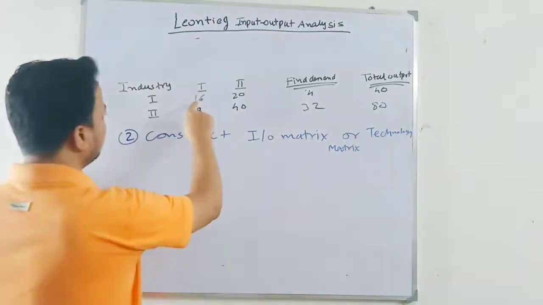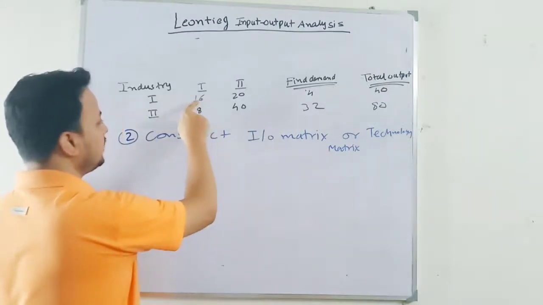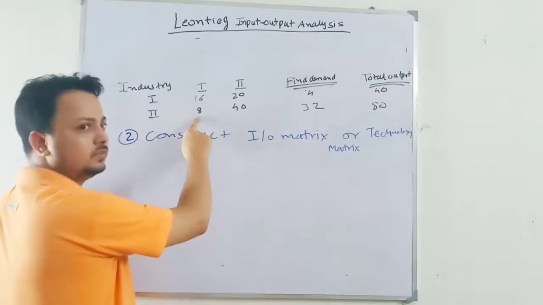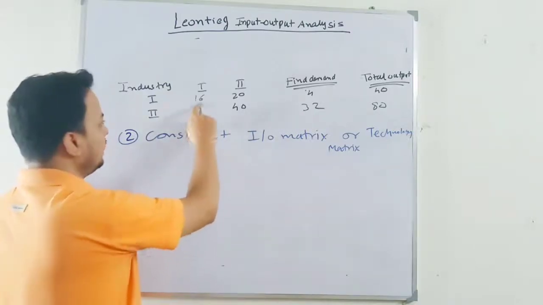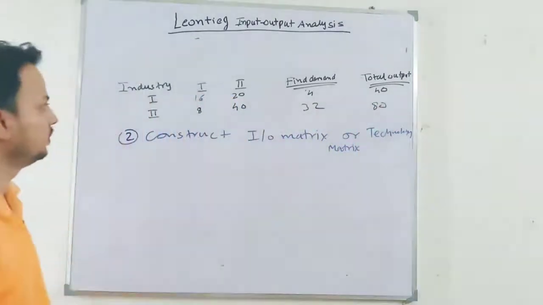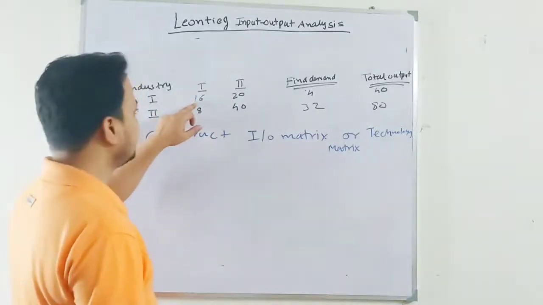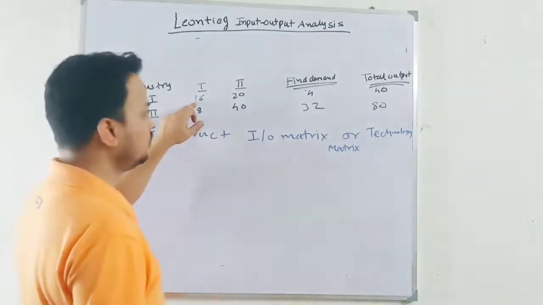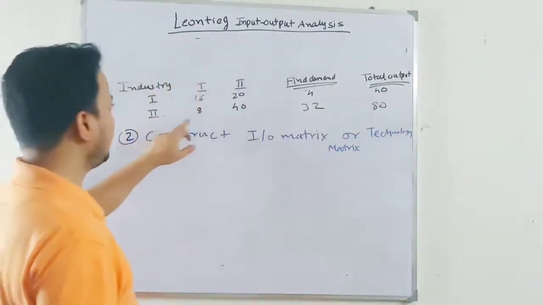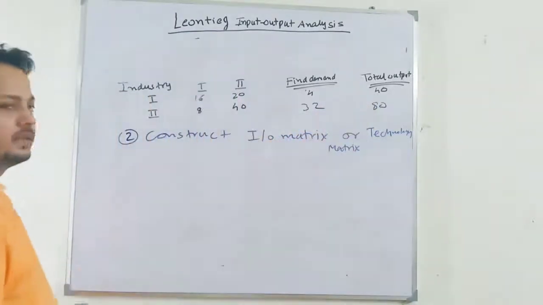So input. Okay. This is consumption of industry 1 from industry 1. This is consumption of industry 1 from industry 2. Right? And it uses this 2, then produces this much, 40. So industry 1 uses 16 units of its own output to produce 40 units of output, and 8 units of second industry output to produce 40 units of output. Okay. From this we can take out the technology matrix.